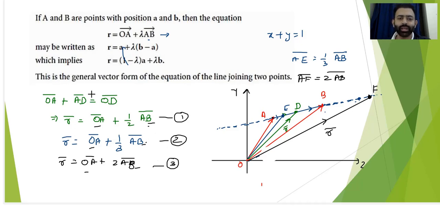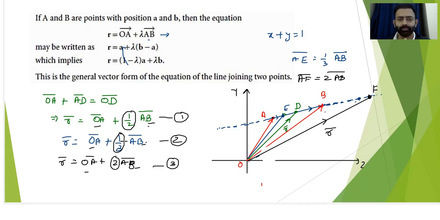So the only difference is made by this quantity, which is the scalar quantity. In the first equation it is half, in the second it is 1/3, and in the third it is 2. This half, 1/3 and 2 is just indicating the position of the corresponding point relative to AB. In the first case D was the point, so it is half of AB. In the second it was 1/3 of AB, point E, and in the third, point F, it is twice of AB.